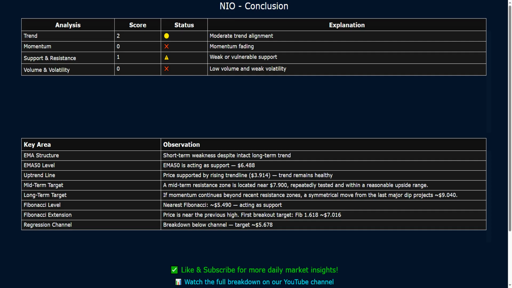With price above the previous major high, the next Fibonacci extension to watch is $7.016, Fib 1.618. Breakdown below regression channel, target is around $5.678.